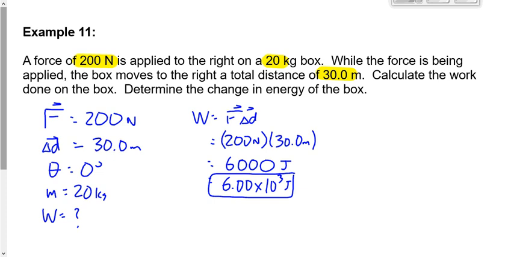Now, what's the change in energy of the box? Same thing. Work is equal to the change in energy. So if work is equal to the change in energy, then my change in energy is 6.00 times 10 to the 3 joules as well.